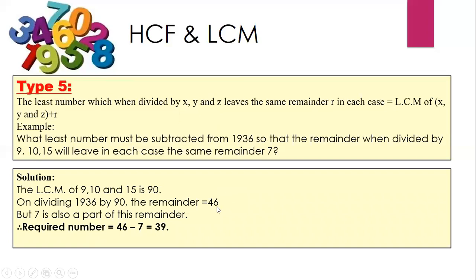Now when we subtract 46 from this, we'll get an exact multiple of 90. But we need remainder 7. So we need to add that 7. So the required number is 46 minus 7, which is 39. So when we subtract 39 from 1936, it leaves the remainder 7 when divided by 9, 10 and 15.